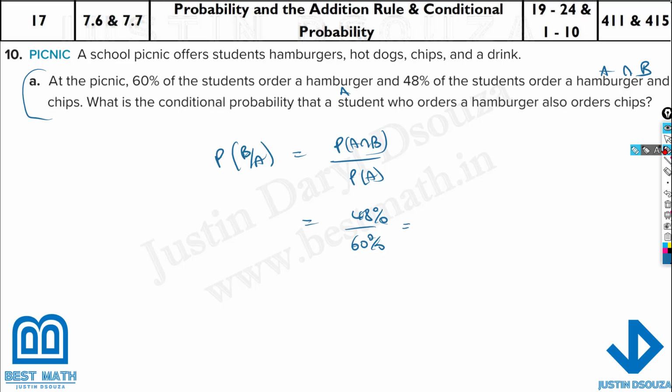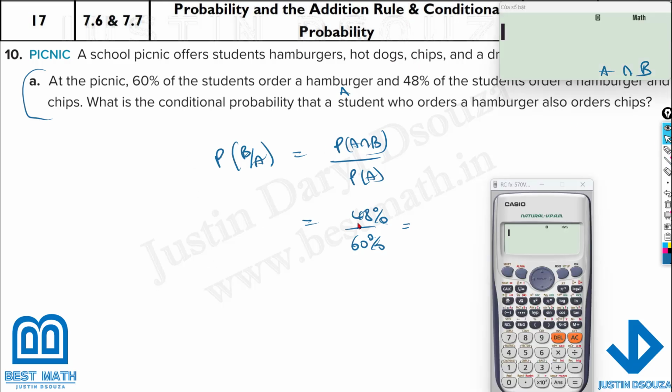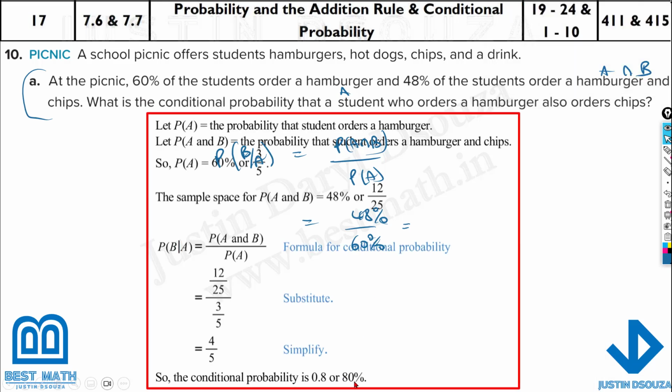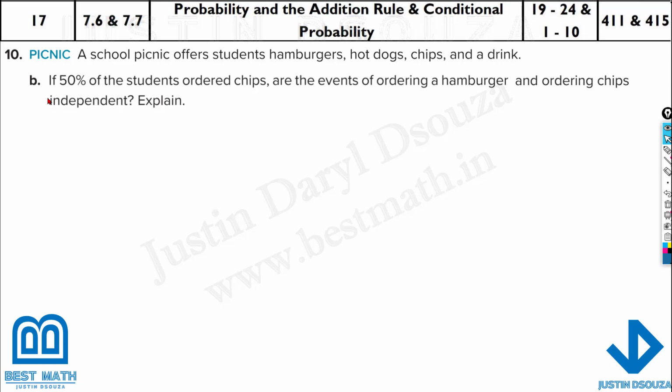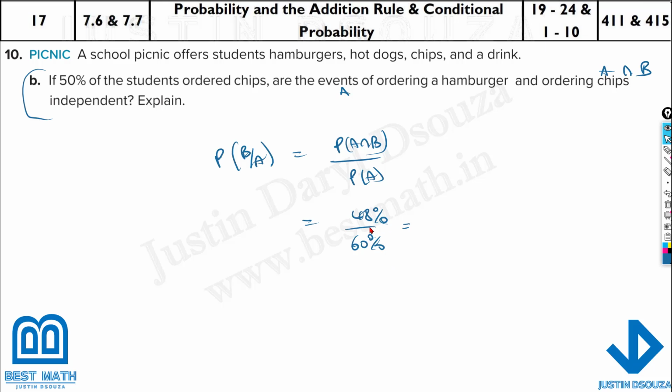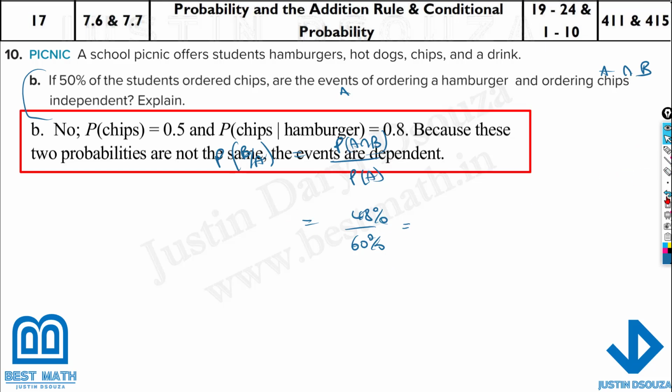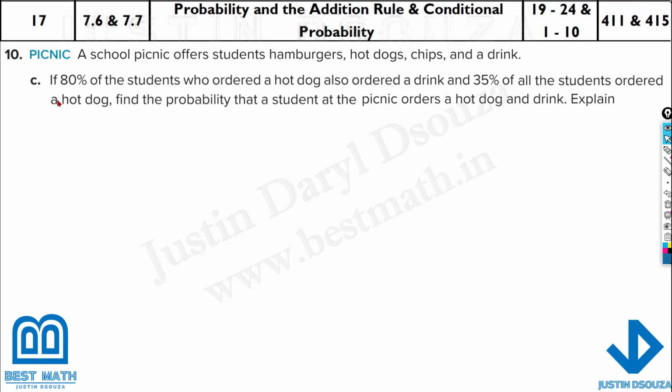Just put it in the calculator and you get the conditional probability. Here it is 48% or 0.48 divided by 60%. Also, if you don't write the percent, it's fine. The answer must be 4 by 5 or 80%. Yes, that's it. So the next part of the question: if 50% of the students ordered chips, are the events of ordering a hamburger and ordering chips independent? No, they're dependent on each other, right? Over here, the value we got was 80%. It's not the same.